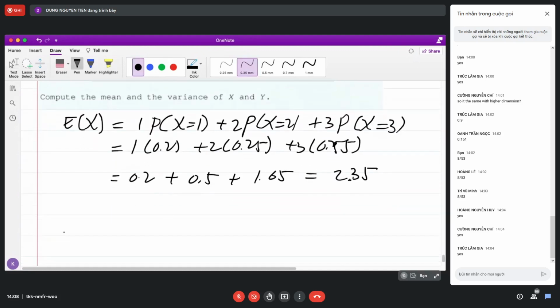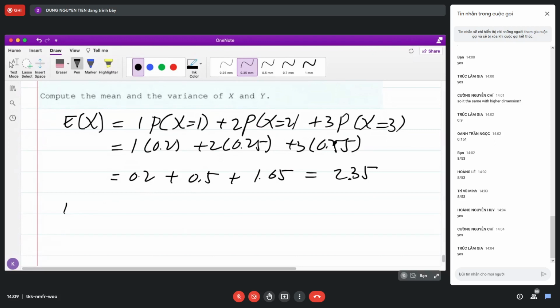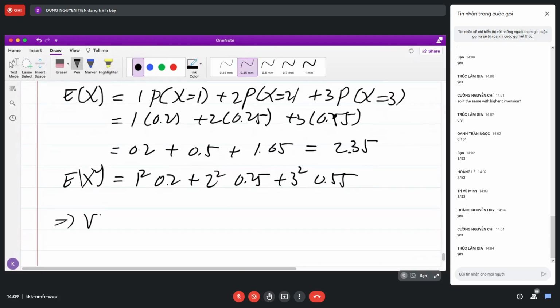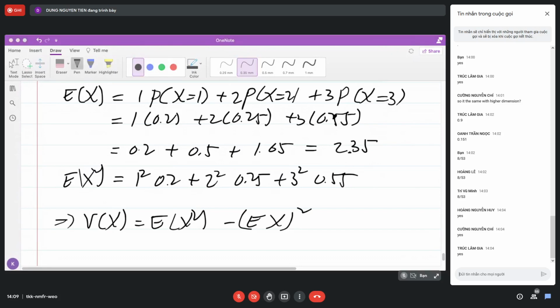And if you want to find the variance of x, you need to find the mean of x squared. The mean of x squared is 1 squared times 0.2 plus 2 squared times 0.35 plus 3 squared times 0.55. Okay? And after that, you can find the variance of x, which is the mean of x squared minus the square of the mean of x. Okay? Are there any questions? Is that all clear?